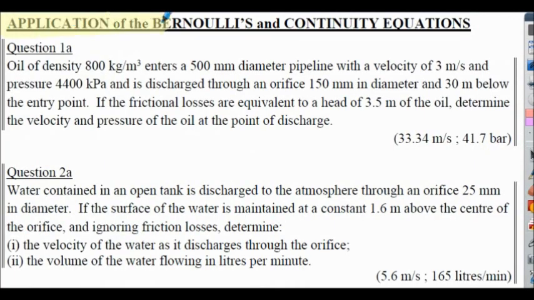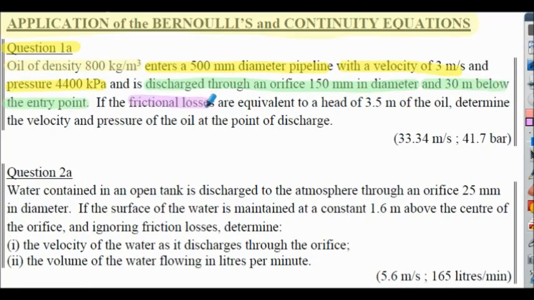Here's application of Bernoulli's and continuity equations. Question labelled 1A here. Oil of density 800 kilograms per meter cubed enters a 500 millimeter diameter pipeline with a velocity of 3 meters per second and a pressure of 4,400 kilopascals and is discharged through an orifice of 150 millimeters in diameter and 30 meters below the entry point.